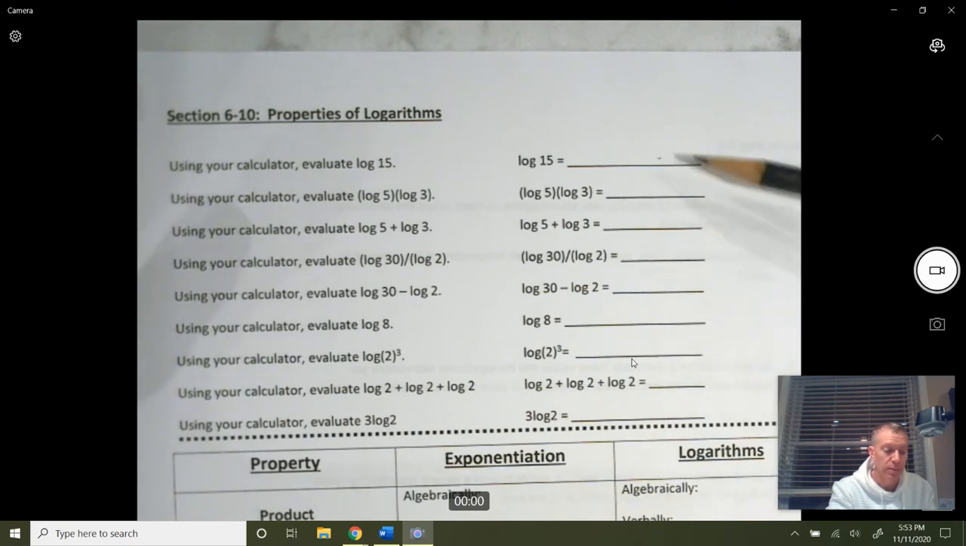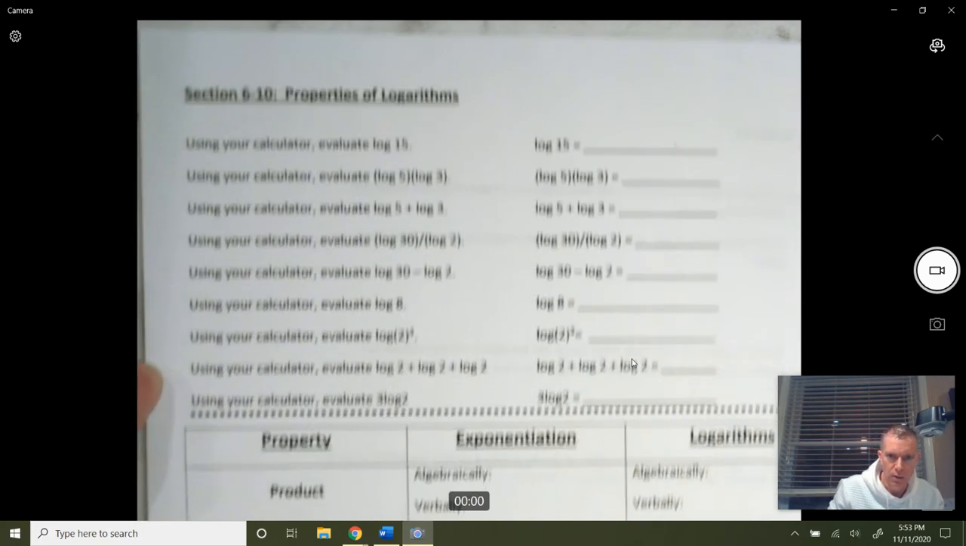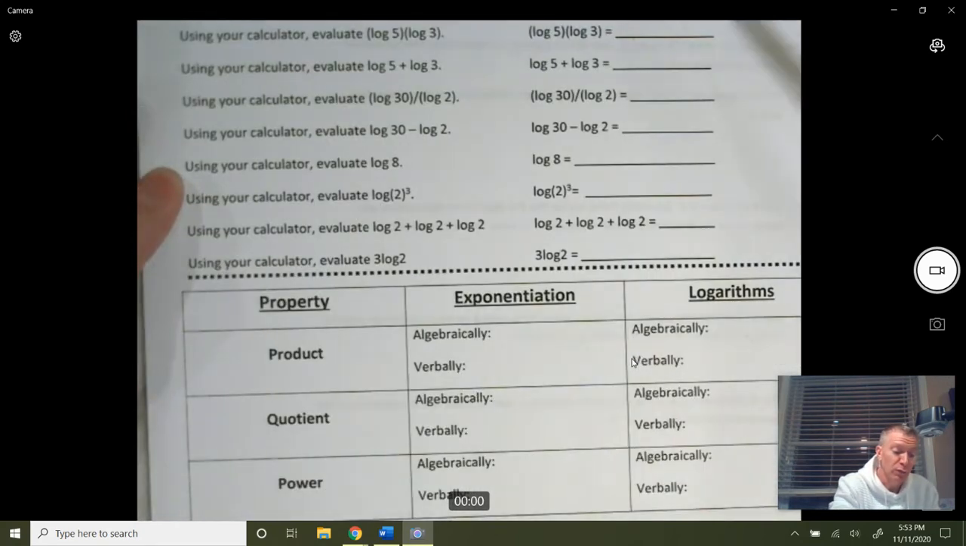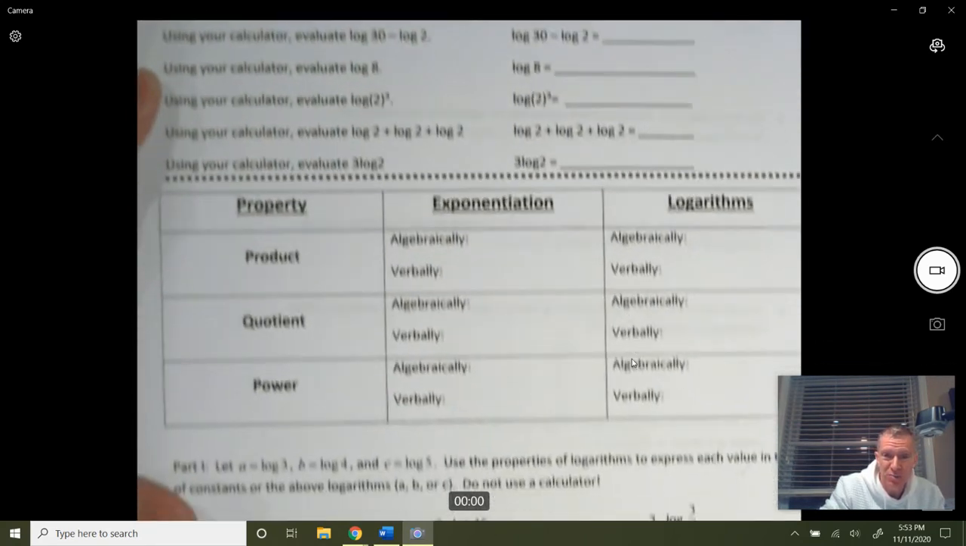But if we haven't done this in class, then stop the video now and do this. I'm not going to do this with you. Just go ahead and do that, and then I'm going to start talking about this. All right, now that you've done that, we're going to talk about these properties.